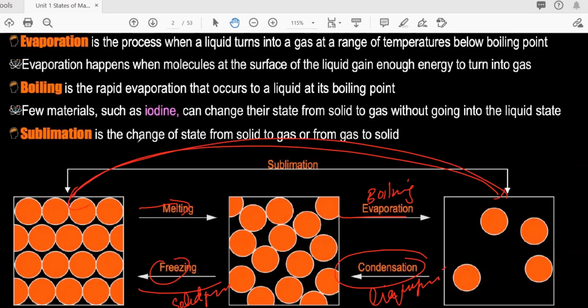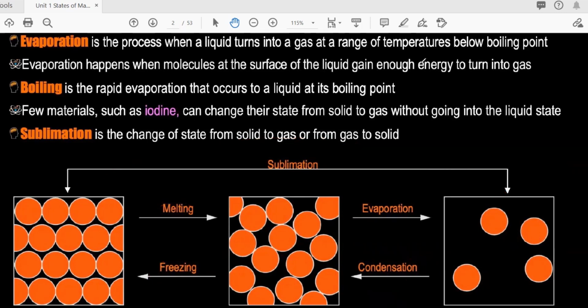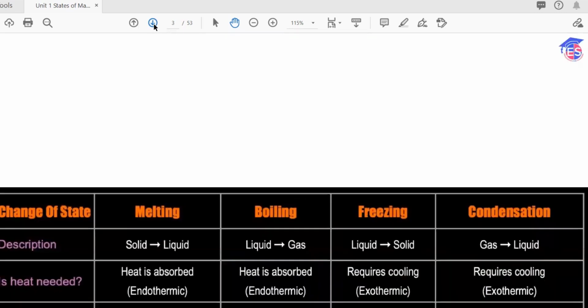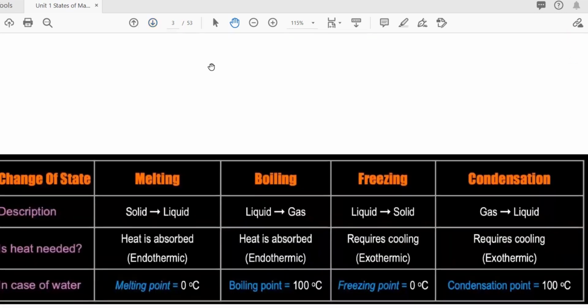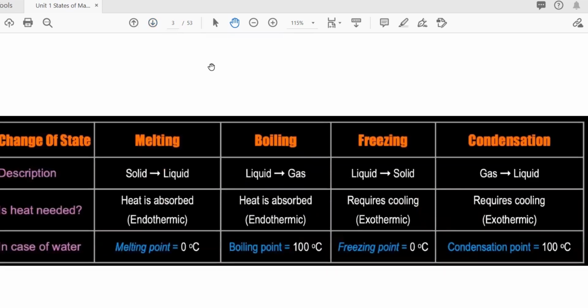Is there any confusion in this page? Please let me know, then I'll move to the next page. Okay.